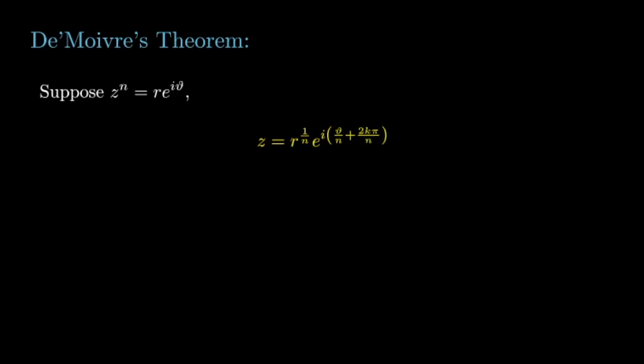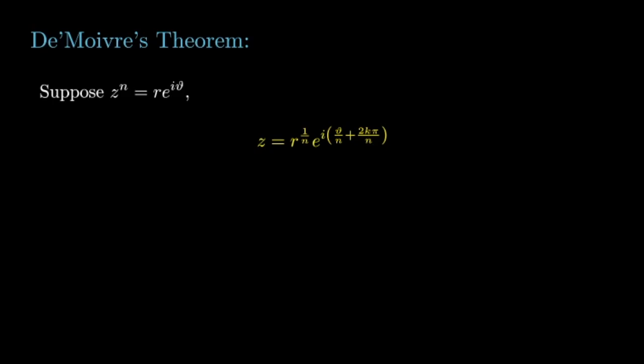So to actually calculate these roots of the complex numbers and find them on the Argand diagram, we're going to use De Moivre's theorem. So suppose that z to the n is written in polar form as r e to the i theta. Then De Moivre's theorem says that the nth root of this complex number is given by taking the nth root of the modulus. So we're going to take r to the 1 over n, and we'll divide the argument by n. And then since there will be n roots, we need to cycle through. So we'll have this 2k pi over n factor.